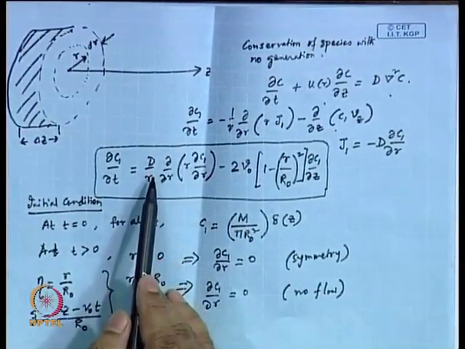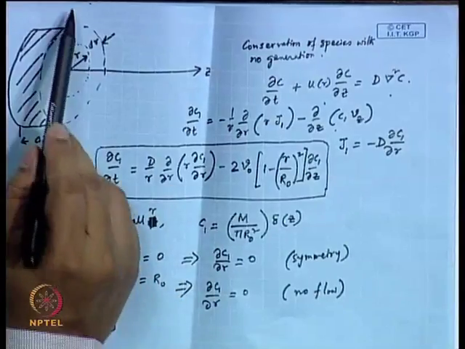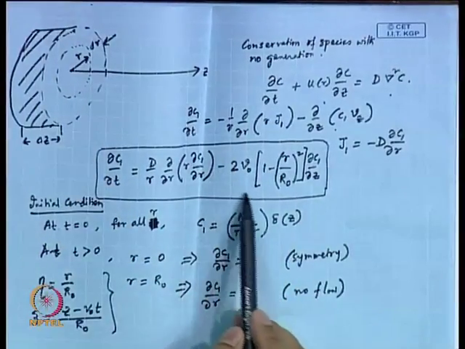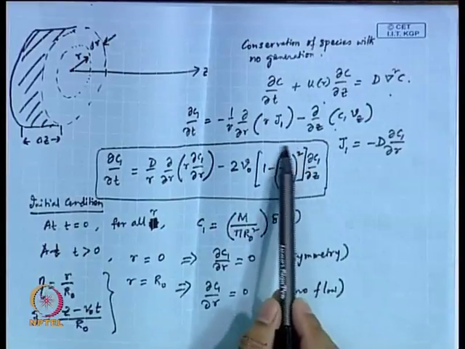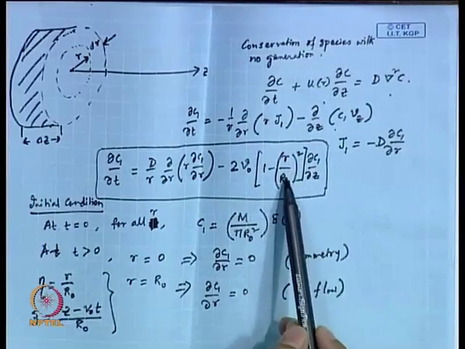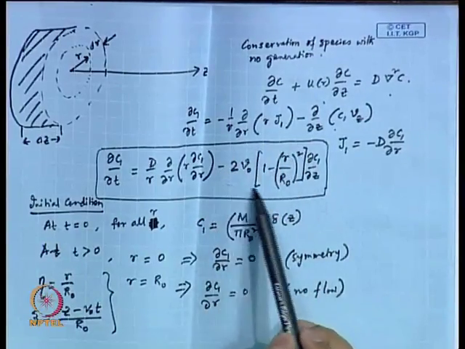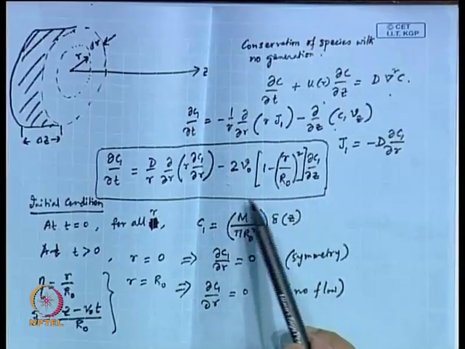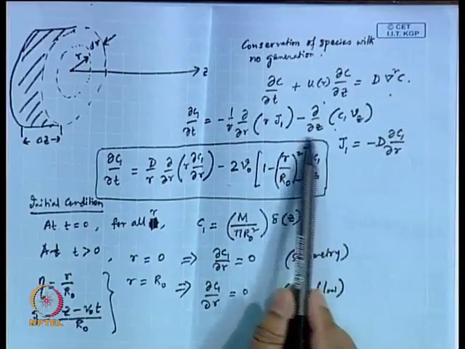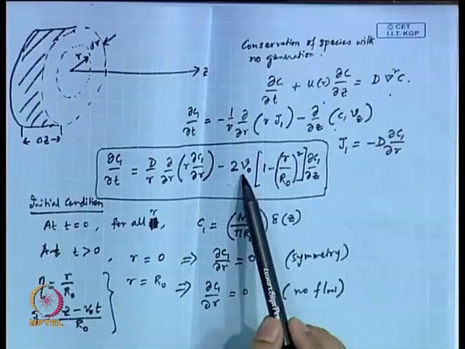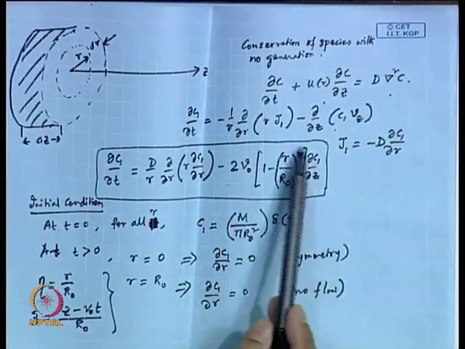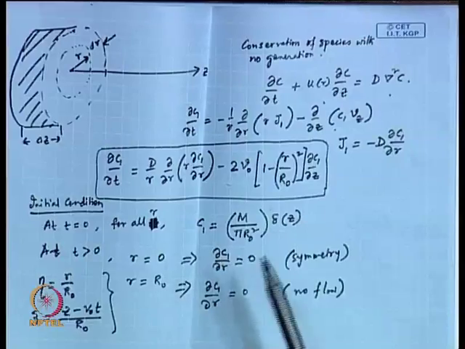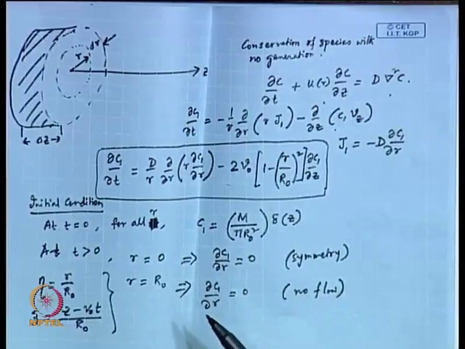This is the result of the diffusive term, that means radial diffusion, and this is the result of the convective term, in the sense that this part, 2 V0 into 1 minus r by R0 whole square, is basically the local velocity, and V del C1 del z is the convective term. So, V0 is the average velocity, and 2 V0 is the maximum velocity, and this comes from the standard expression for a parabolic velocity profile.